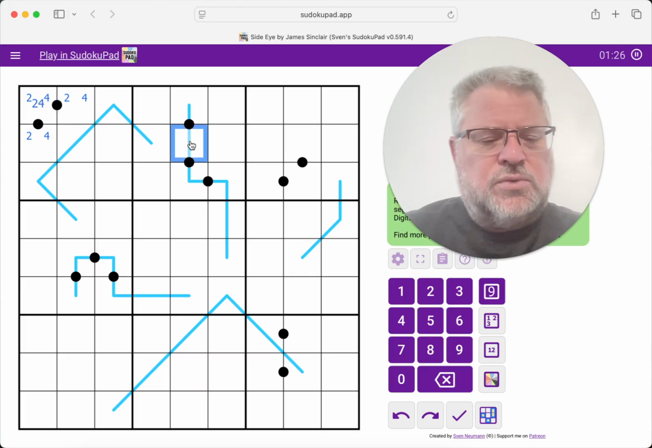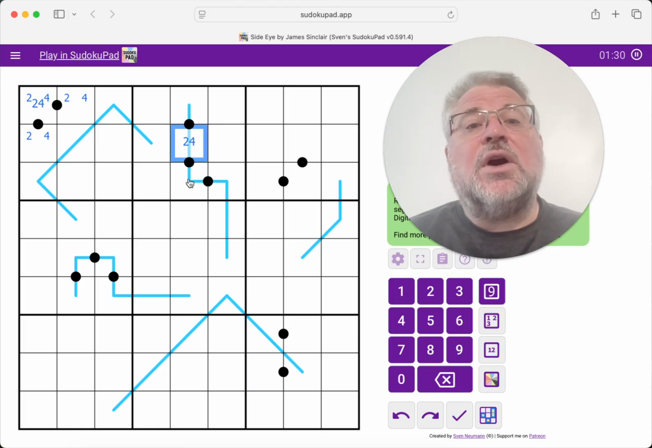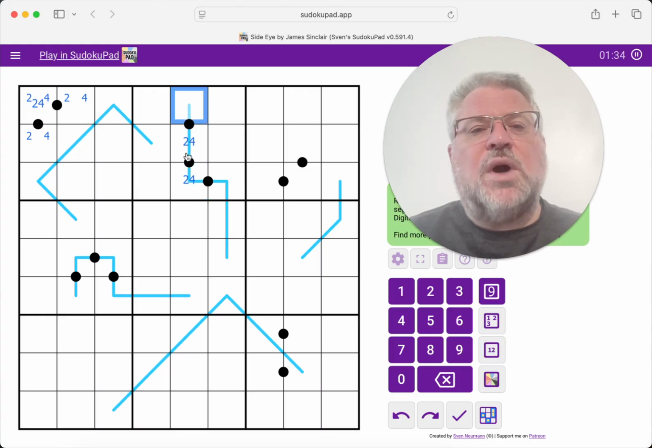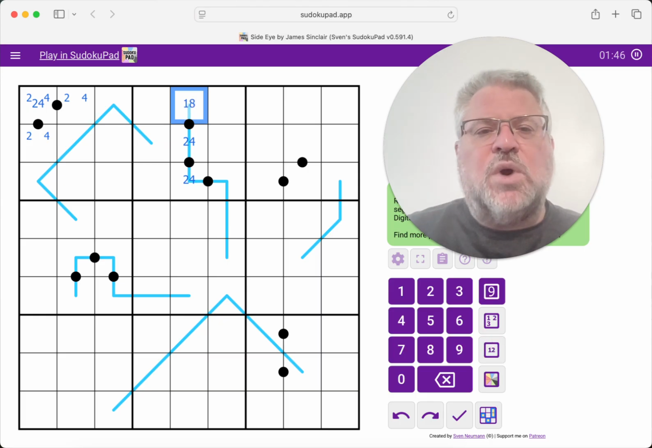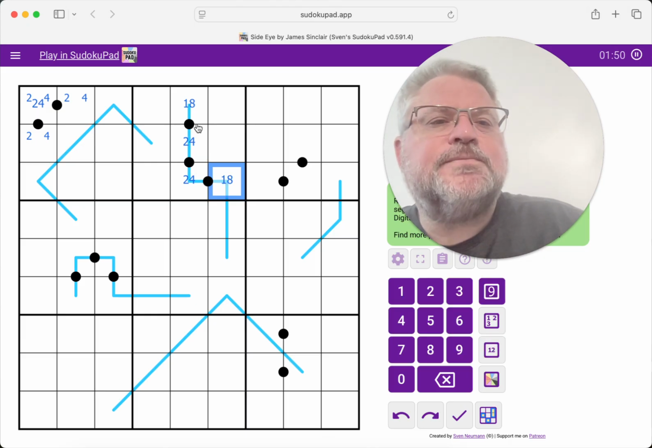The same is true here. We can put 2 and 4 in the center cell. Oh, and this must also be 2 or 4. So in fact, this is going to be 1, 2, 4, 8, or 1, 2, 4, 8 in the other direction. So here, because we have 4 cells on this black dot sequence, we know the ends are going to be a 1, 8 pair, and the central cells will be a 2, 4 pair.